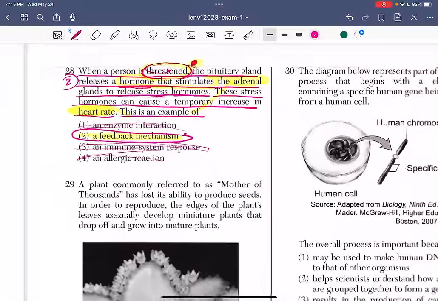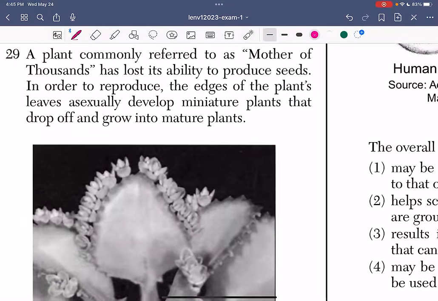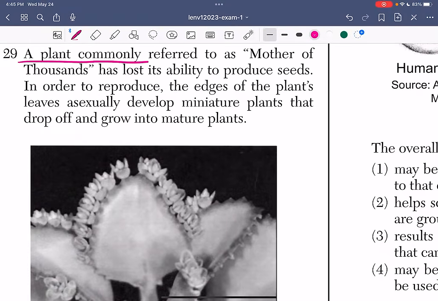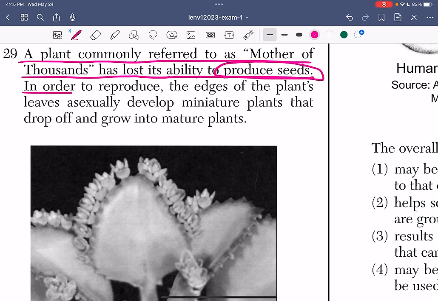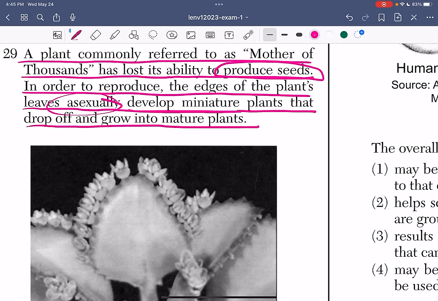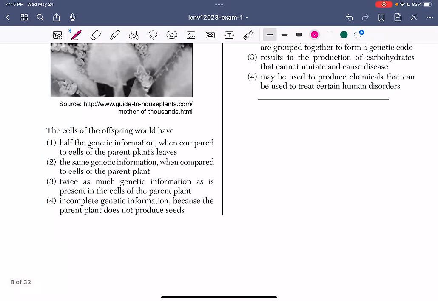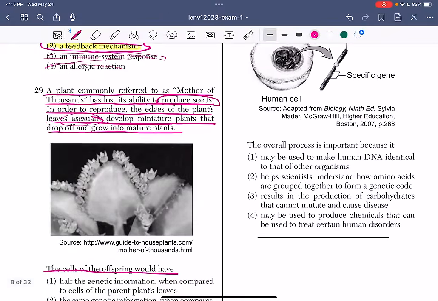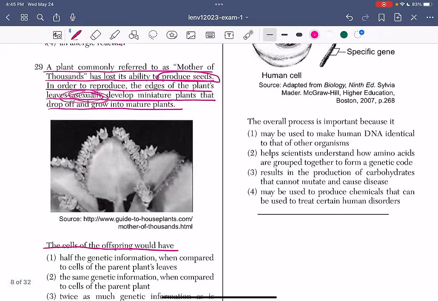Ooh, we're reaching the end. Let's take a look at number 29. A plant commonly referred to as mother of thousands has lost its ability to produce eggs, so it no longer produces eggs. In order to reproduce, the edges of the plant's leaves asexually develop one parent, miniature plants that drop off and grow into mature plants. So we're talking about asexual reproduction here. The cells of the offspring would have, so let's see what happens to the cells if they once made eggs, but now they have to reproduce asexually.